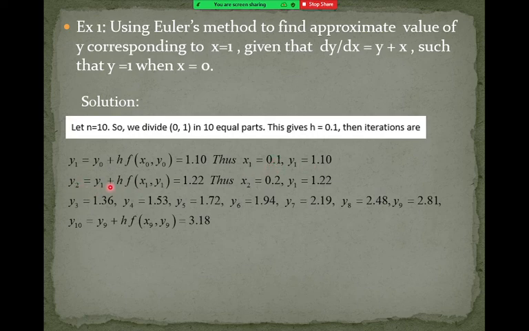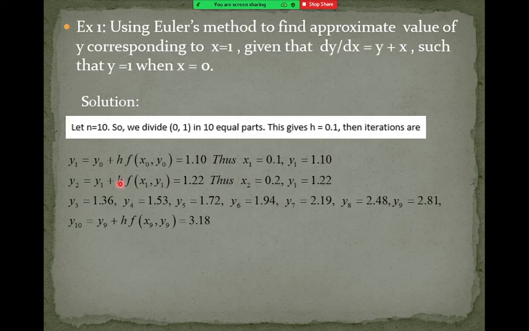y2 is y1 plus h times f of x1 y1. To calculate this y2, we should first calculate f of x1 y1. Here is x1 and here is y1, so these should be replaced here. So this is 1.2, correct. So this is 1.2 into 0.1.